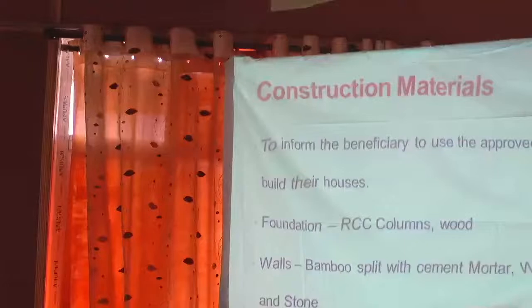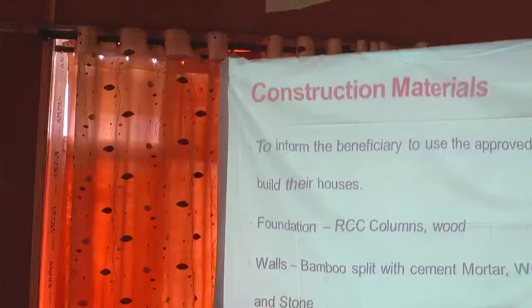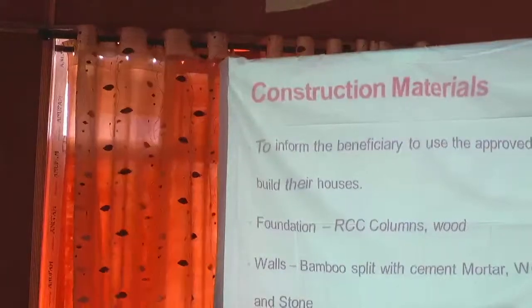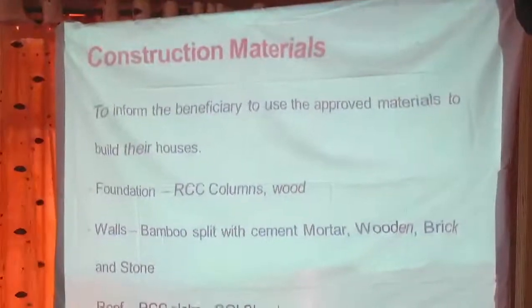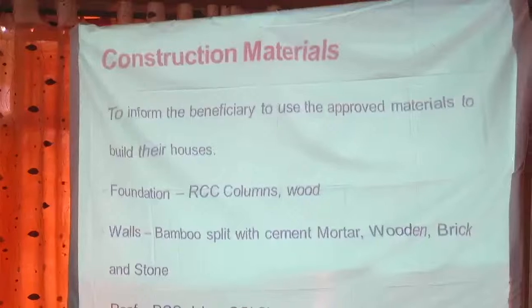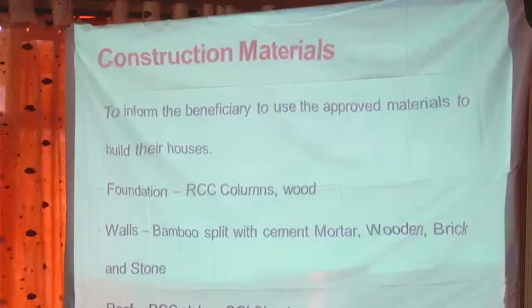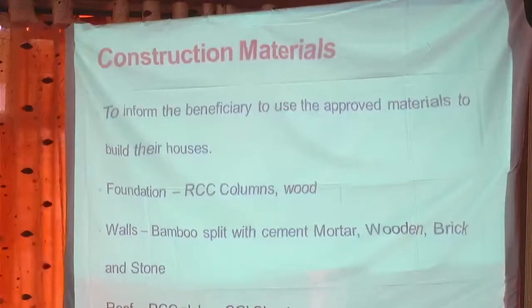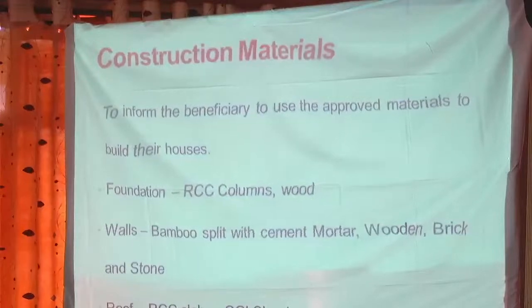Now construction materials. So there are three main materials. One is RCC, which is just bricks and mortar, cement and plaster. The next thing is wooden, for walls. Our last is Ekra housing. Ekra housing is just bamboo and split bamboo with cement plaster. So other than these three for walls, we are not supposed to accept anything else.